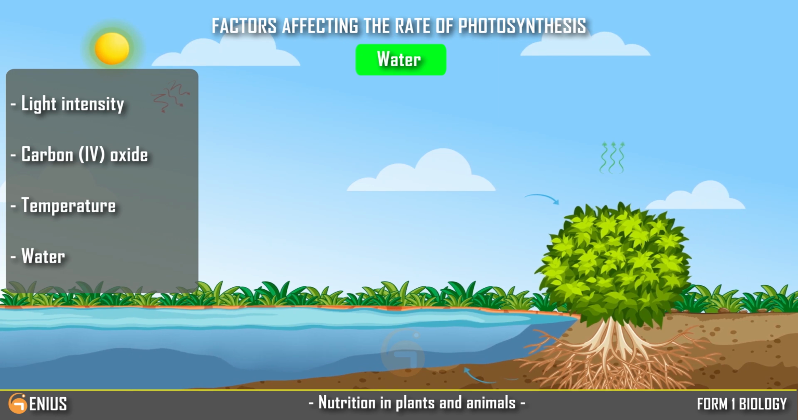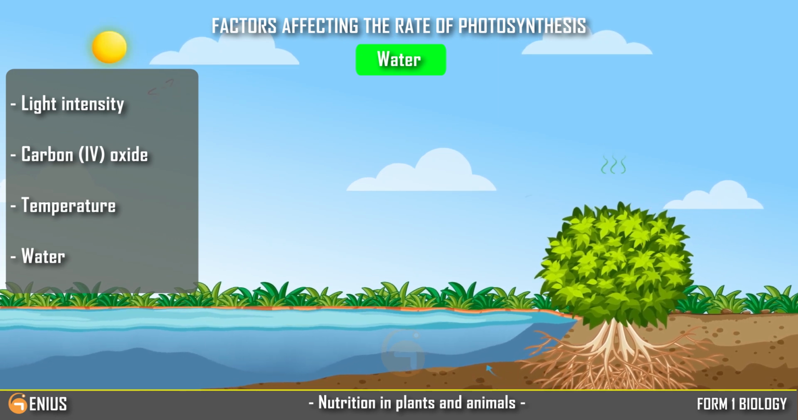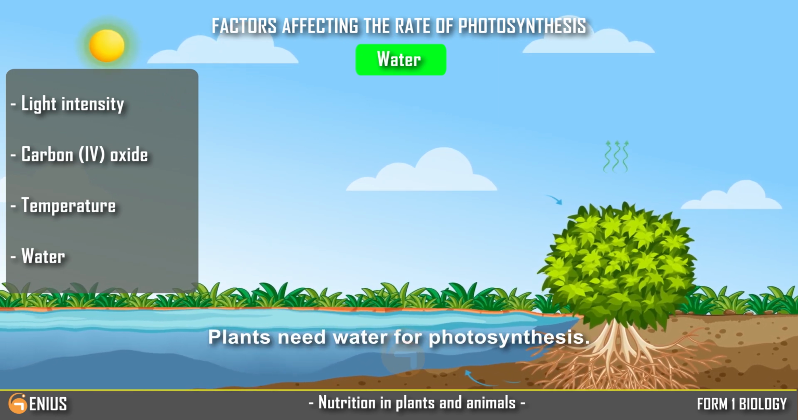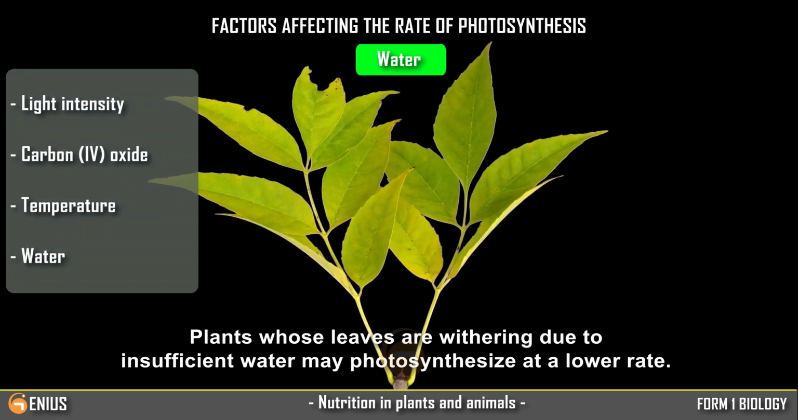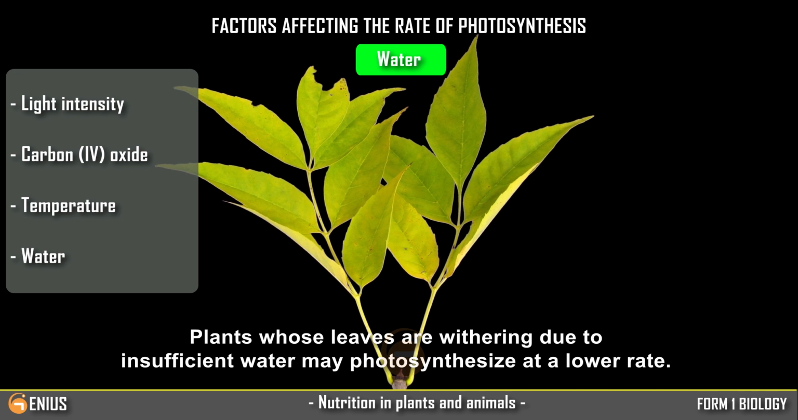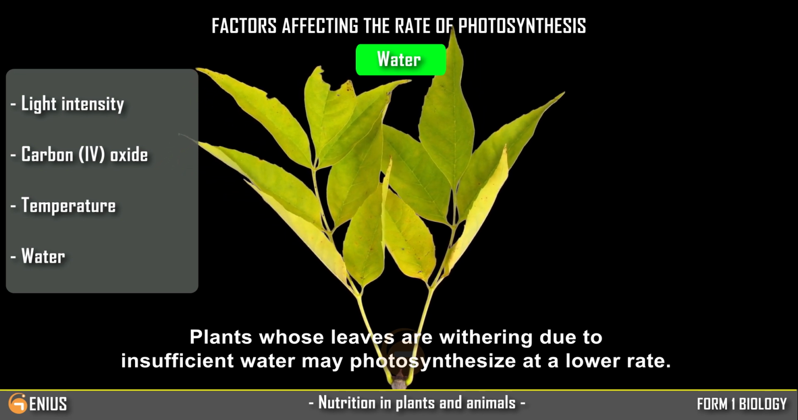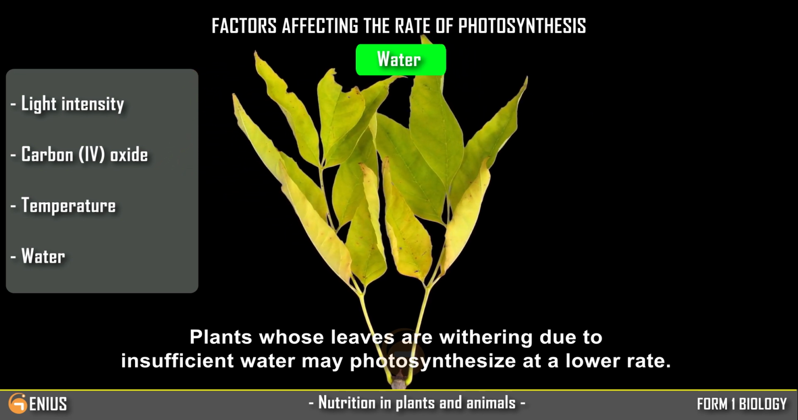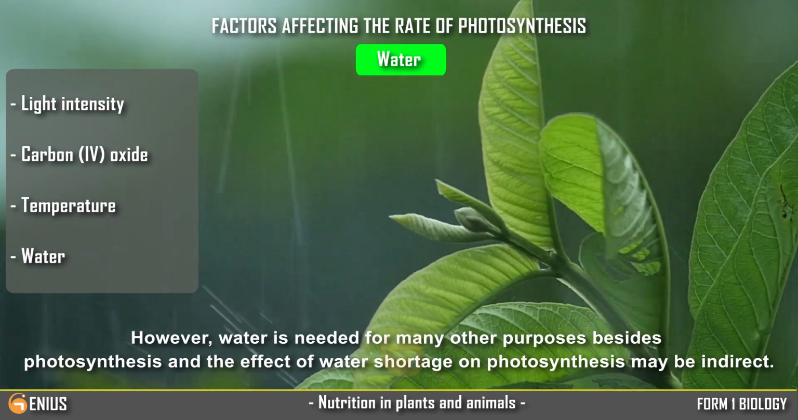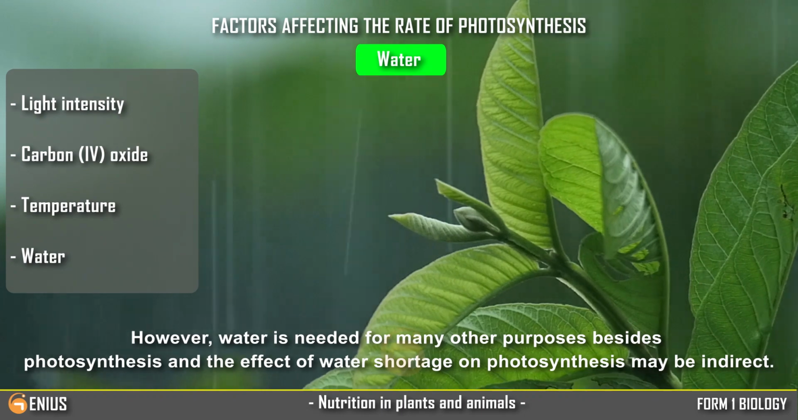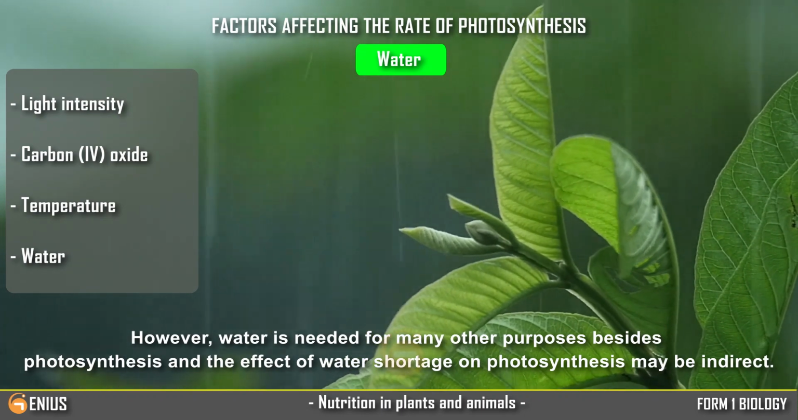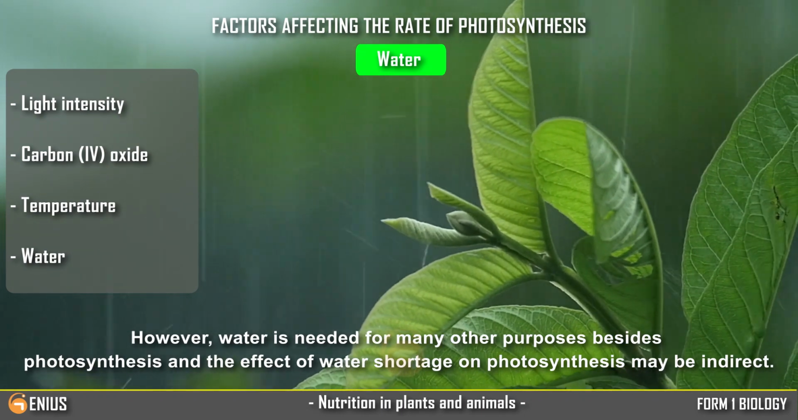Water. Plants need water for photosynthesis. Plants whose leaves are withering due to insufficient water may photosynthesize at a lower rate. However, water is needed for many other purposes besides photosynthesis, and the effect of water shortage on photosynthesis may be indirect.